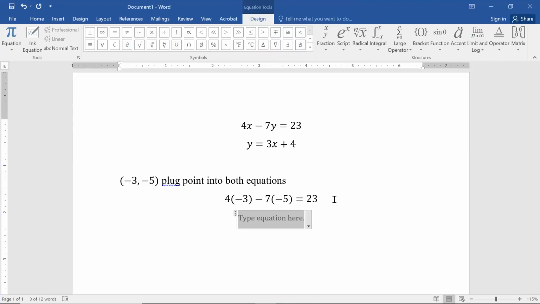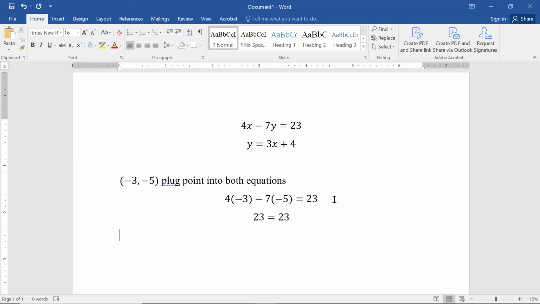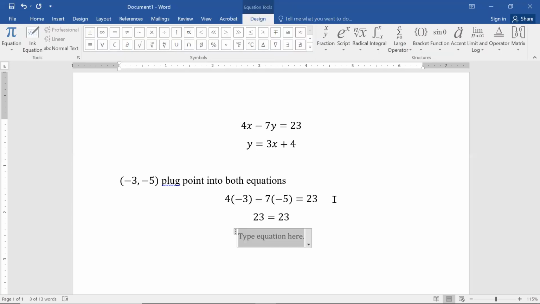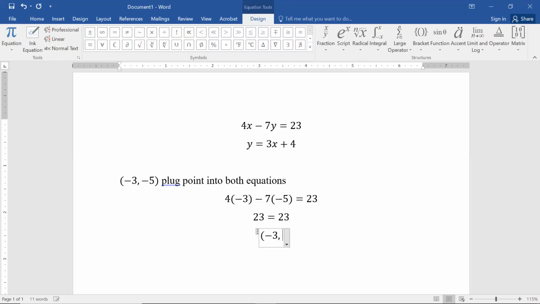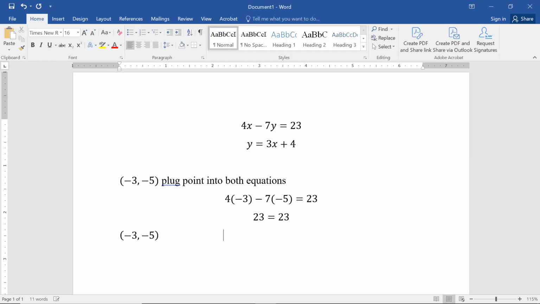Once you simplify the left-hand side, 4 times negative 3 minus 7 times negative 5, you get 23 on the left-hand side, and you also get 23 on the right-hand side. So that's a true statement, and that means that the point negative 3, negative 5 works in that first equation.